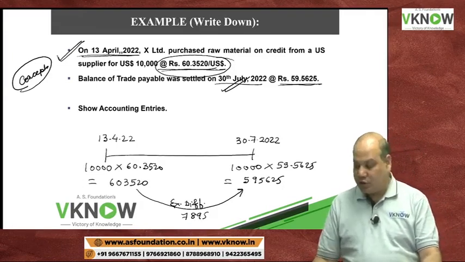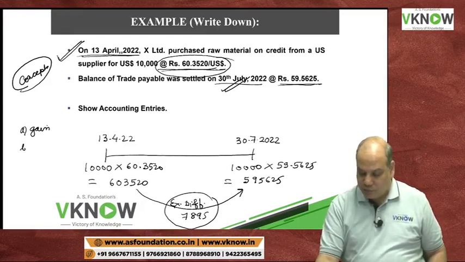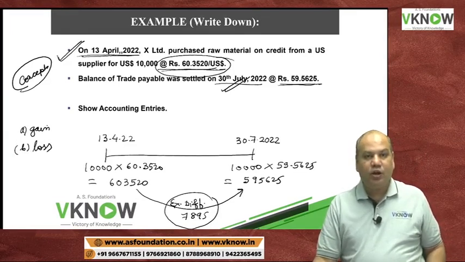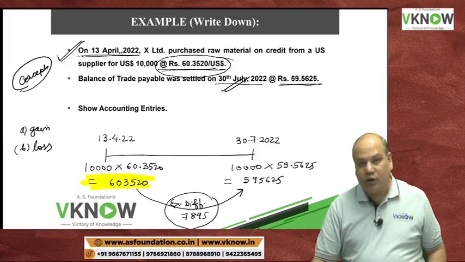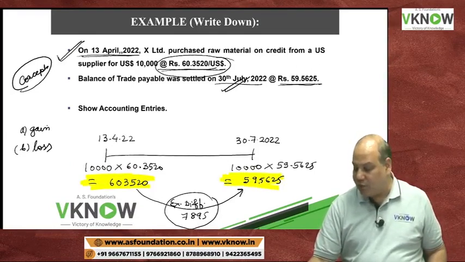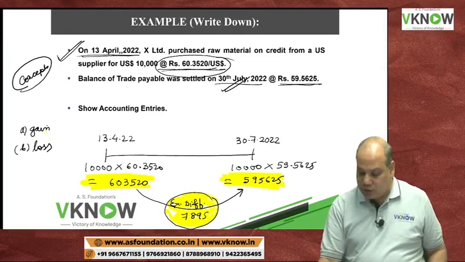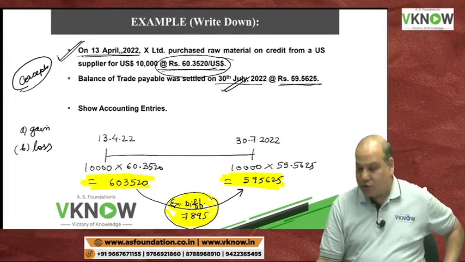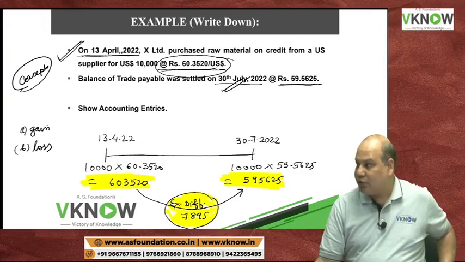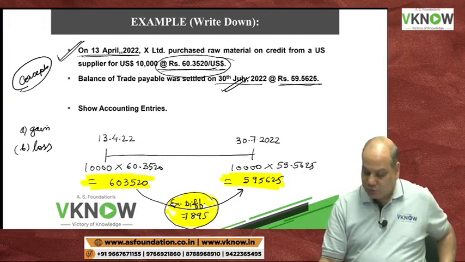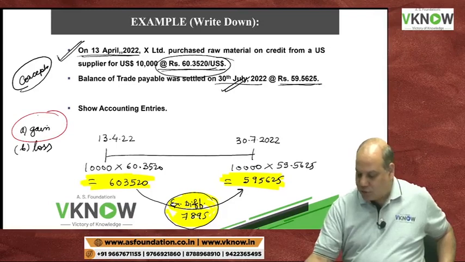Okay. Next question is whether this exchange difference, option A, is a gain or option B, loss. I am asking you a question. When you recorded the transaction, you recorded the creditor at 603,520. When you made the payment, it was 595,625. So there was a difference between these two figures. Is it a gain or is it a loss? Quickly. Will you call it as a gain or a loss? The answer is, it is a gain because you have to pay less.